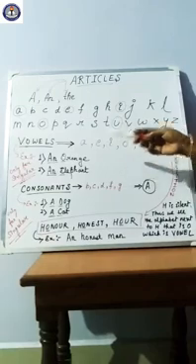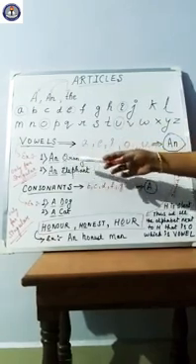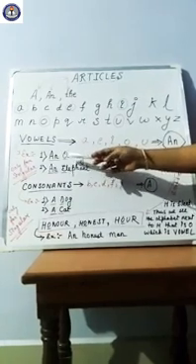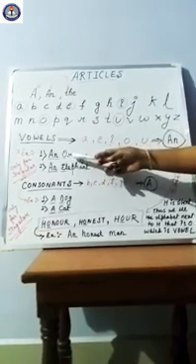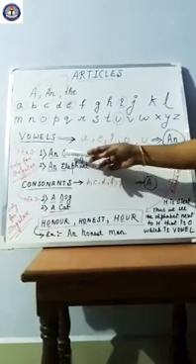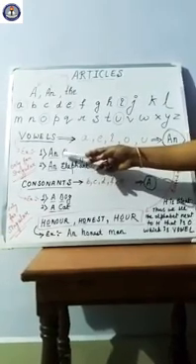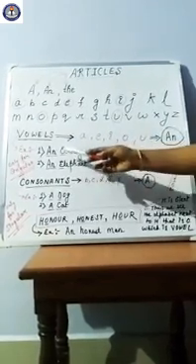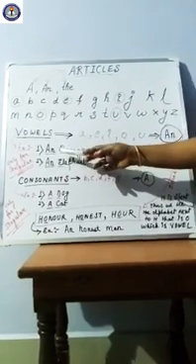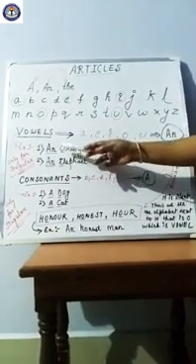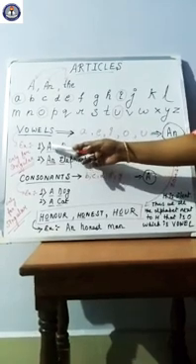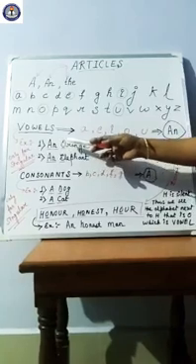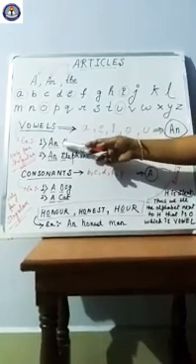Now, look at this example. An orange. Here, orange starts with a vowel. Okay. The first letter is O, and O is a vowel. So, here before orange we write An. We use An because orange starts with a vowel. Clear?